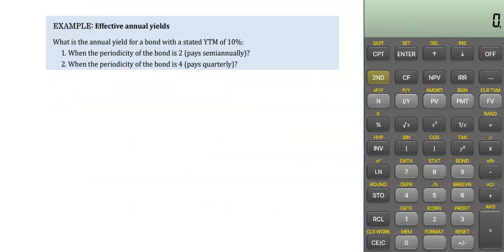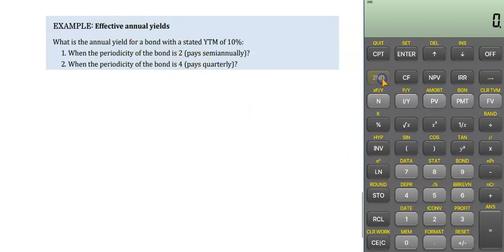Let's solve a question from fixed income, that how to calculate the effective annual yield. What is the annual yield for a bond with the stated YTM of 10%? Remember, whenever YTM is given, whenever any rate is stated, that is nominal rate. So 10% is the nominal rate. When the periodicity of the bond is 2, pay semi-annually, what will be the effective annual yield?